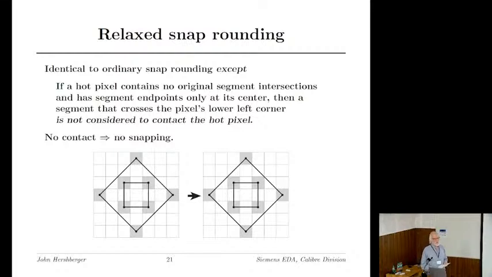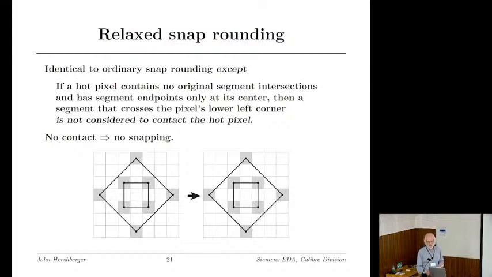So I thought of something that I called relaxed snap rounding, which is like ordinary snap rounding, but it borrows one small idea from stable snap rounding. The idea is that if a hot pixel contains no original segment intersection, and it has segment endpoints only at its center, which is basically the same as a pin in stable snap rounding, then a segment that crosses the lower left corner is not considered to contact that hot pixel. Very small change. This sounds dangerous.